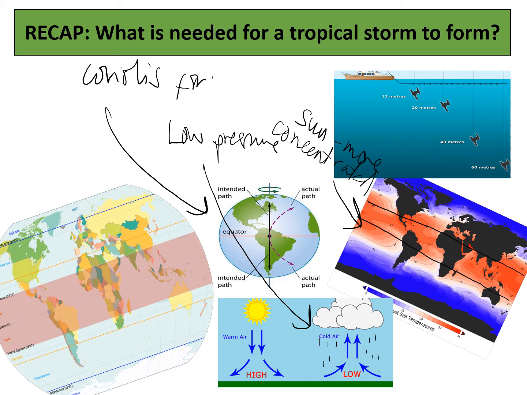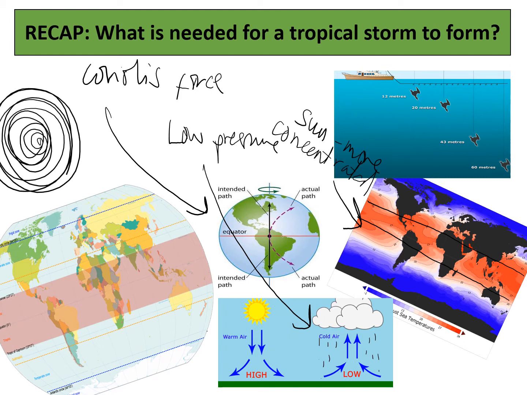Similarly, we need to have the Coriolis force, which we can see here. So the Coriolis force is to do with the way that the Earth spins. As that warm air rises, it bends, and then that creates that spinning effect, which is what an aerial view of a tropical storm looks like. So this would be like a satellite image. The Coriolis force allows that curving and spinning to happen, and I refer to it as being like candy floss.